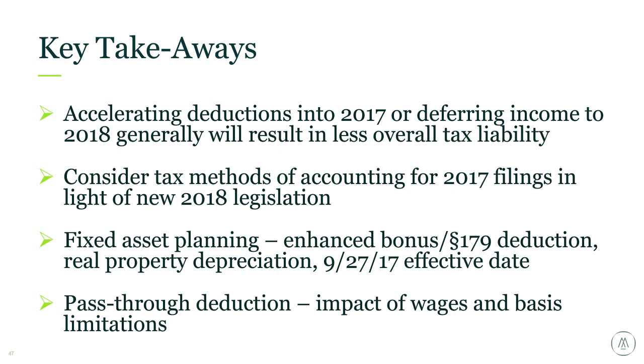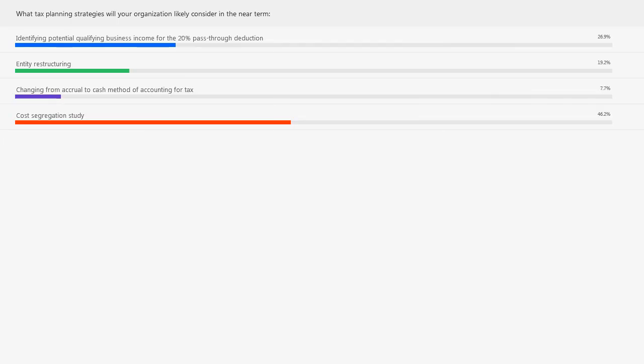Yeah, so for everyone to get their CPE, this is the final polling question we need you to answer. What tax planning strategies will your organization likely consider in the near term? Identifying potential qualifying business income for the 20% pass-through, entity restructuring, changing from accrual to cash method of accounting for tax, or cost segregation study? We'll give you a few more seconds to get an answer in there. Okay, looks like looking at potential qualifying business income for the pass-through and the cost segregation study, closely followed by entity restructuring and a few people looking at accrual to cash.